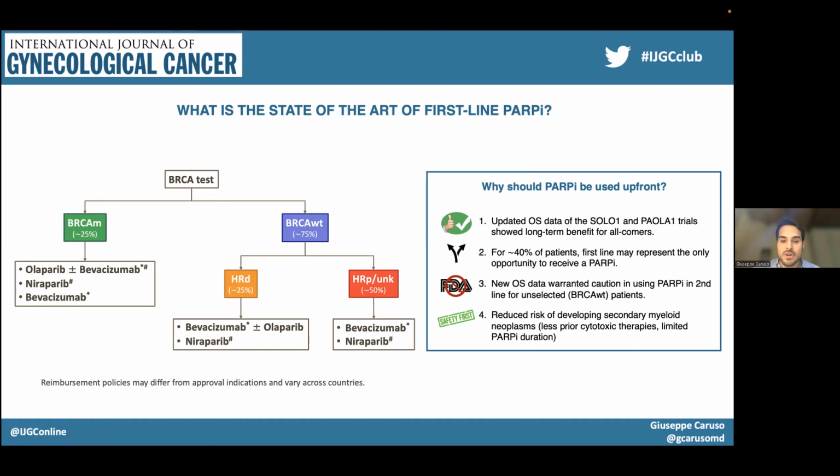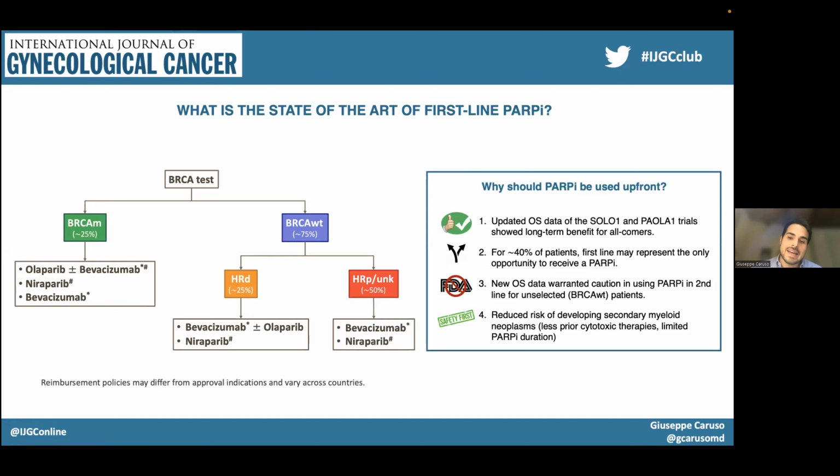And what's important here is to underline that reimbursement policies may differ from approval indications and actually vary across countries. A key question is why we should prefer PARP inhibitor maintenance in the first line. And here I summarized at least four reasons. Very briefly, the first one is the efficacy.